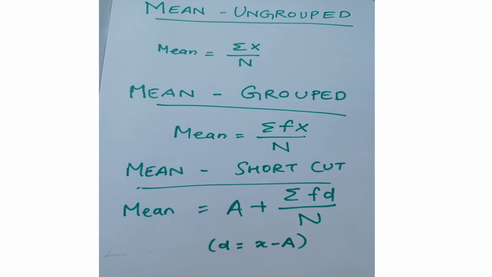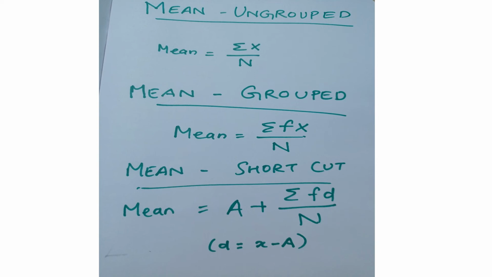Like mean, you can calculate grouped and ungrouped. First is mean. How do you calculate mean in ungrouped data? Mean equals summation of x by capital N. Summation of x means the summation of the total observations, and N means the total number of the population or the data that we have collected. Mean in grouped data: mean equals summation of fx divided by N. F is the frequency, and N again is the number of the population.